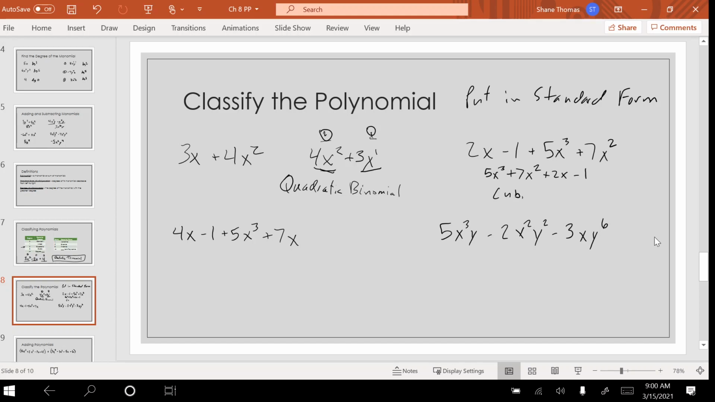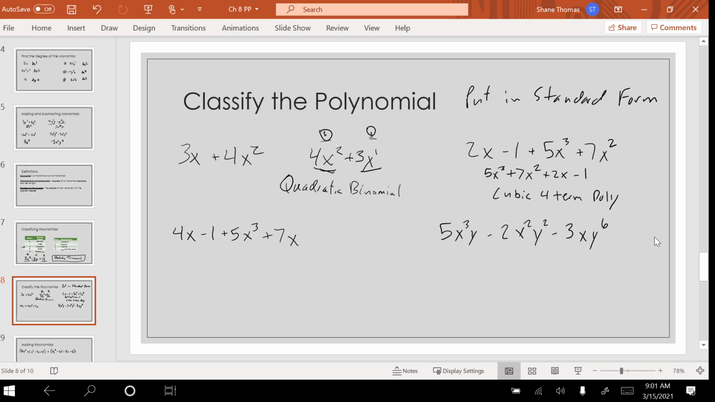So this would be a cubic, and then we have 4 terms, so it's a cubic what? Yep, a cubic 4-term polynomial. You can just call it poly. I'm fine with that too. Okay? So it'd be a cubic 4-term poly. All right. Third one.